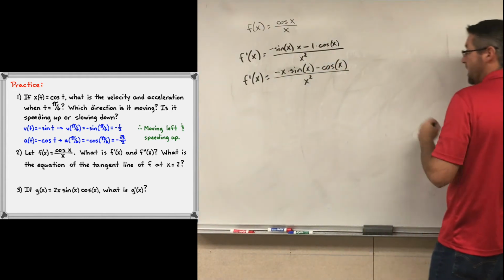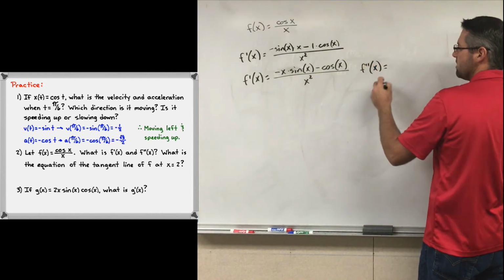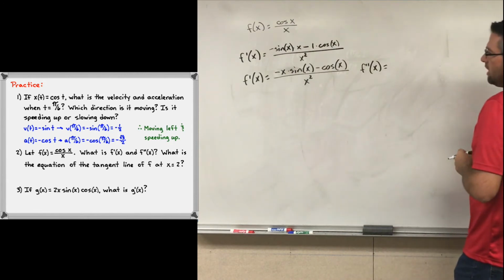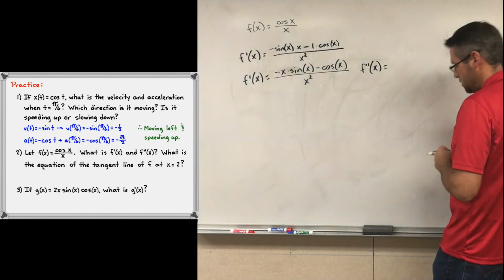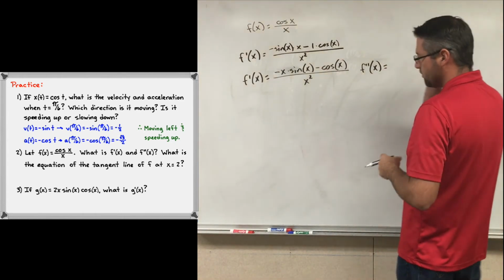Now, it also asked for f double prime. Well, that would be the second derivative of f, so we have to take the derivative of this guy, and that honestly looks like it's going to be disgusting, but we're going to do it anyways. So again, it's going to be quotient rule here.